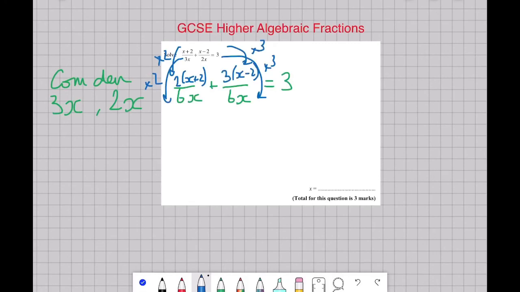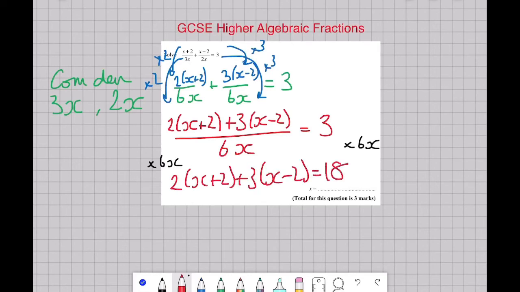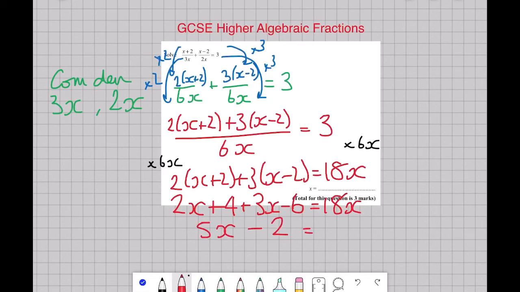So that leaves me with all over 6x is equal to 3. So I've just tidied that up a little bit. So in order to get rid of the divide by 6x, I can times both sides by 6x. And that gets me 2x plus 2 plus 3x minus 2 equals 18x. Okay, so I'm now going to expand the brackets. 2x plus 4 plus 3x minus 6 equals 18x. Okay, and simplify this, so I've got 5x minus 2 equals 18x.